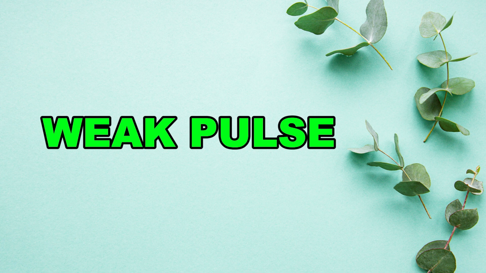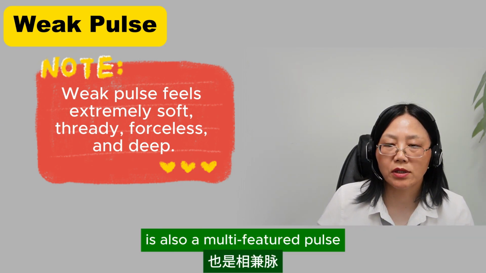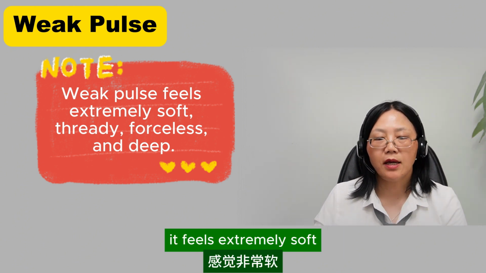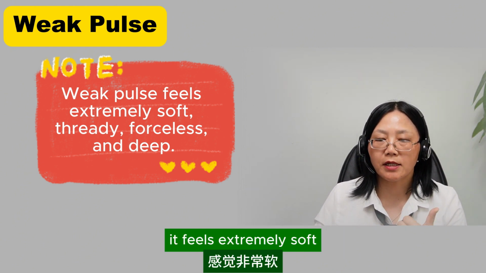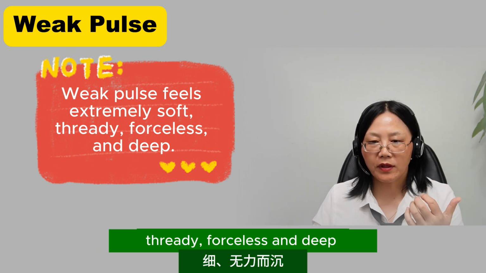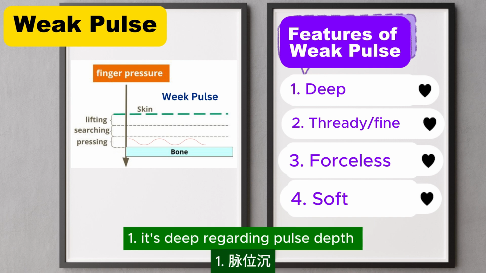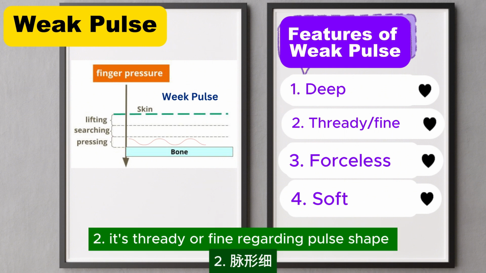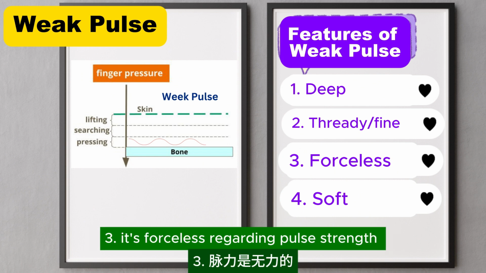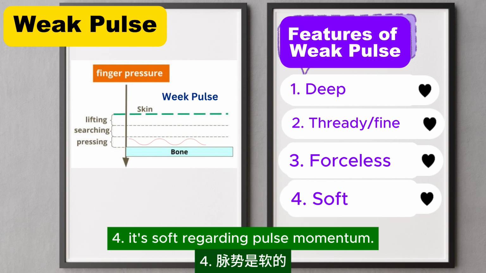Weak pulse. Weak pulse is also a multi-featured pulse. It feels extremely soft, thready, forceless, and deep. A weak pulse has 4 features. 1. It's deep regarding pulse depth. 2. It's thready or fine regarding pulse shape. 3. It's forceless regarding pulse strength. 4. It's soft regarding pulse momentum.